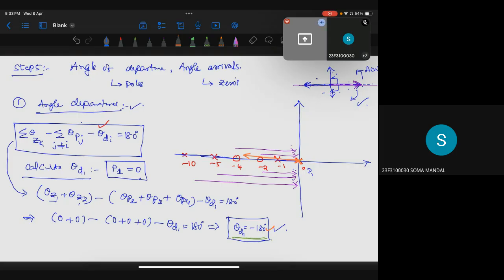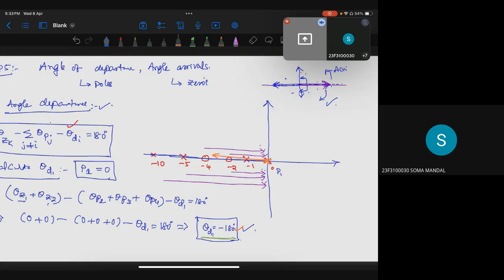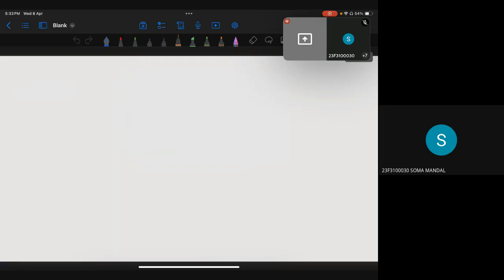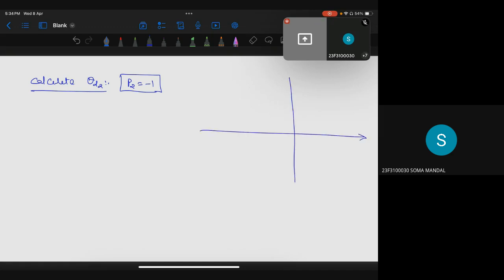Any doubt? Any doubt in this? No, sir. Okay. Next. So that is with pole 1. Next, let us do the calculation of theta D2. It means pole 2. What is P2 here? P2 will be minus 2. So again, draw that.